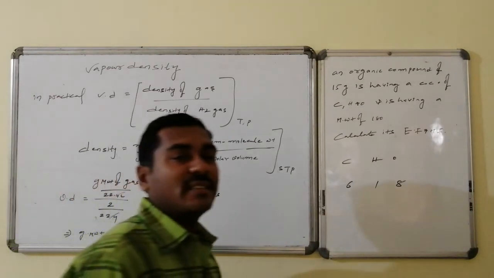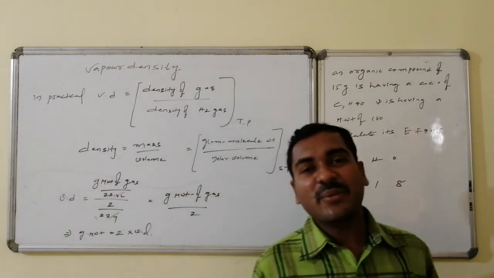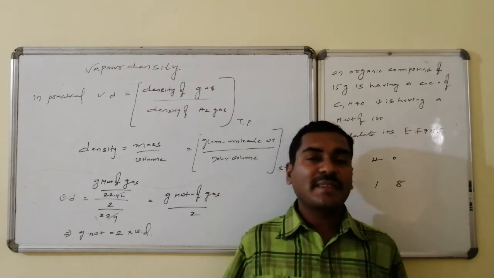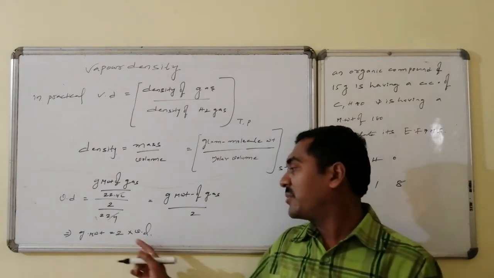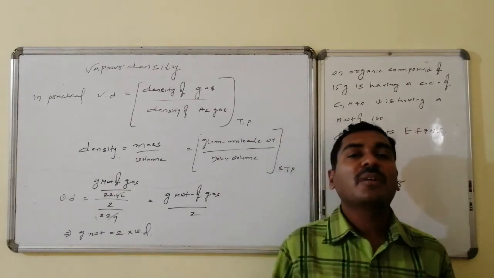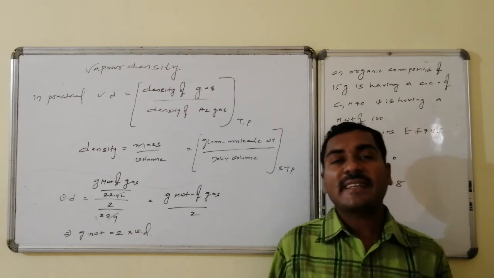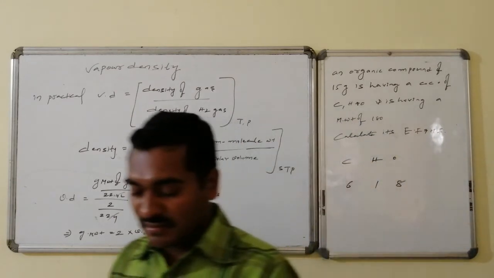Twice the vapor density. Vapor density is nothing but what? Relative density. But we will use the same word, vapor density. 2 into vapor density becomes equal to the gram molecular weight of the gaseous substance.